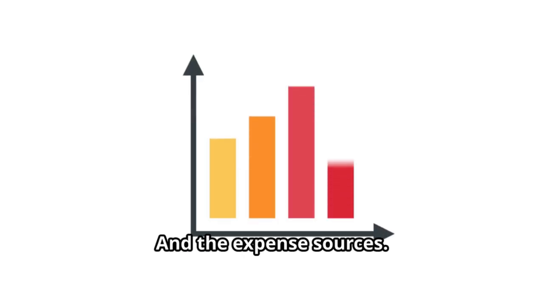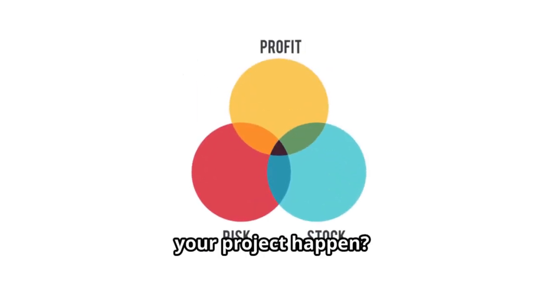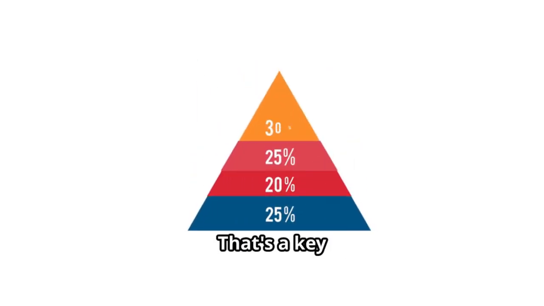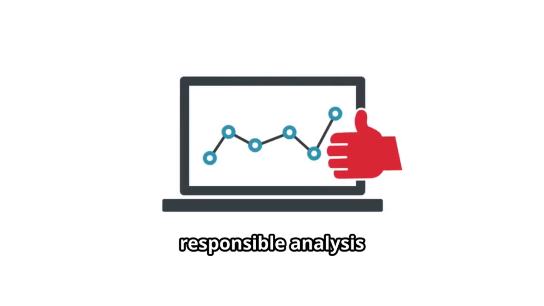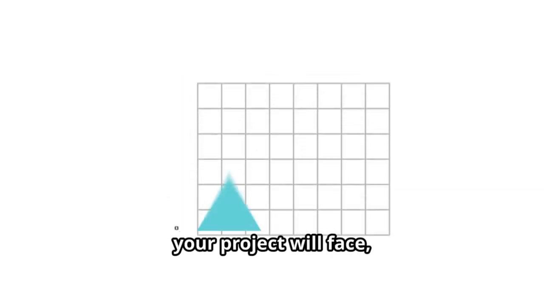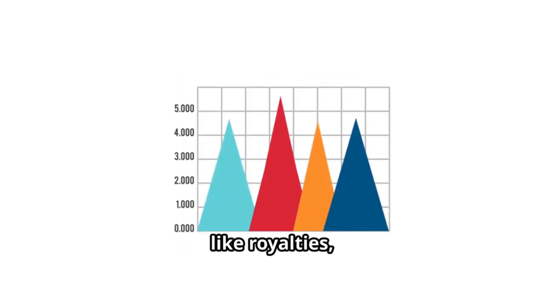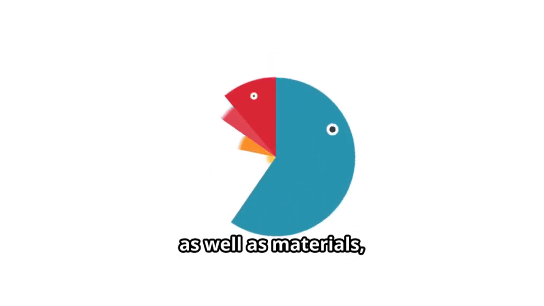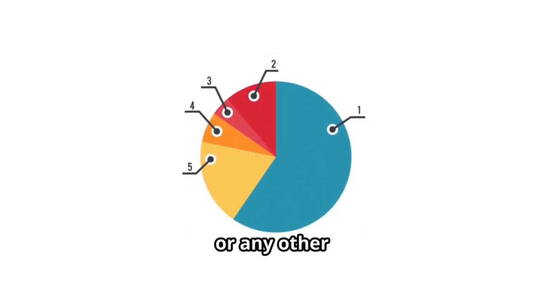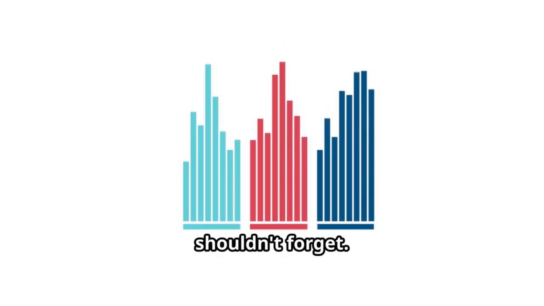9. And the expense sources. What do you spend money on to make your project happen? That's a key question that needs to be answered clearly and efficiently here. You need to do a careful and responsible analysis of the main costs your project will face, like royalties, rent, dividends, interest, as well as materials, travel, or any other important factor you shouldn't forget.